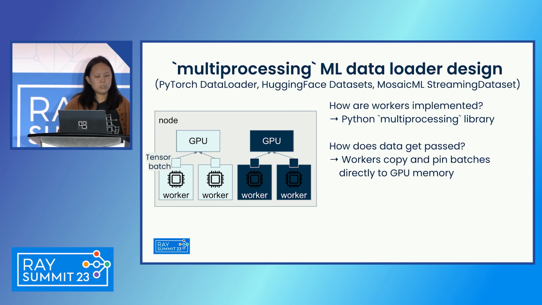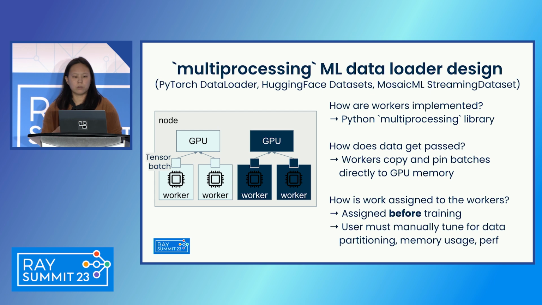The data in this case is going to get passed directly from these multiprocessing workers to GPU memory. And one of the most important things here is that the work actually gets assigned to the workers before any of the training starts. So what that means is that you have to do quite a bit of manual tuning to achieve certain things. For data partitioning, for example, you'll have to decide which data is going to go to which trainer before any of the training starts.